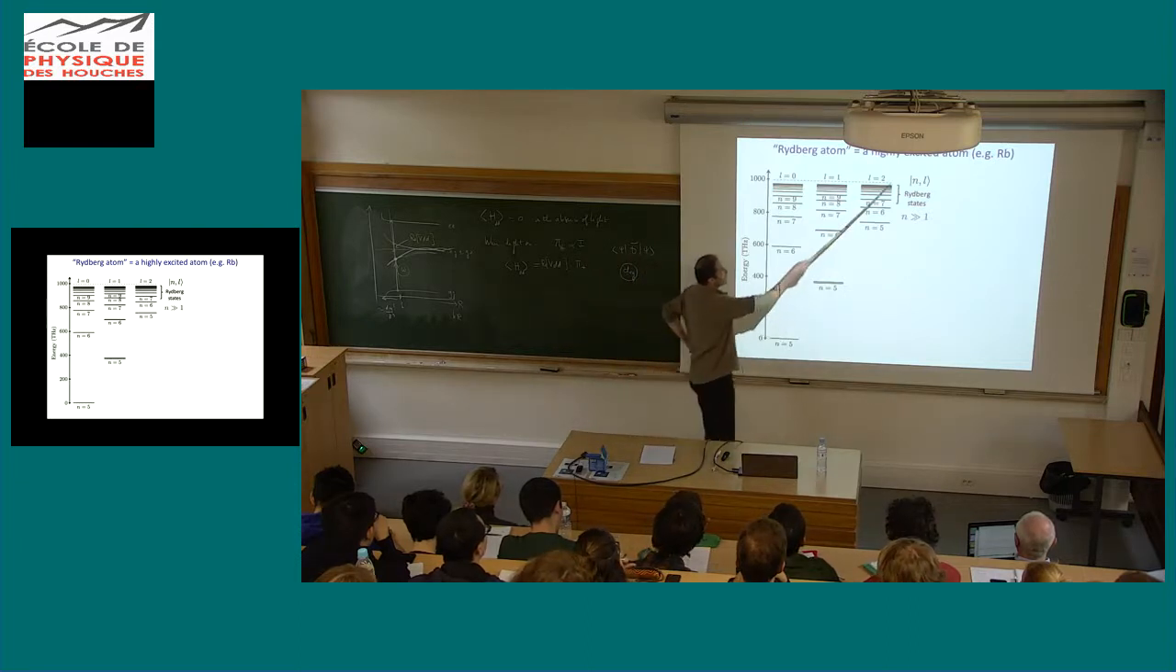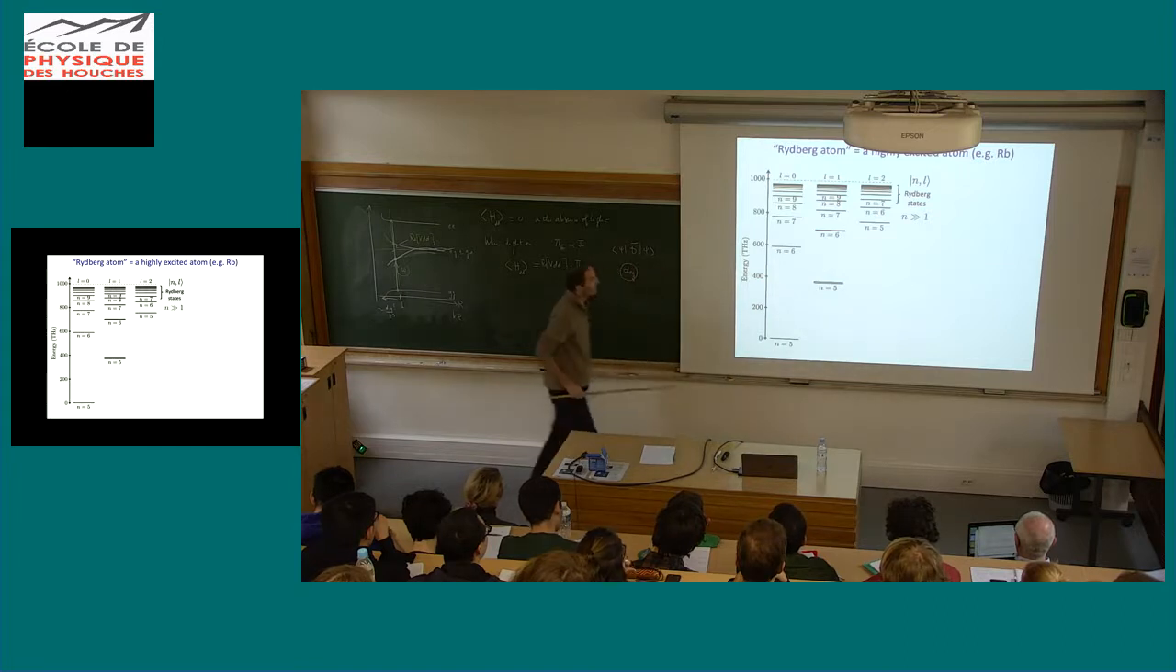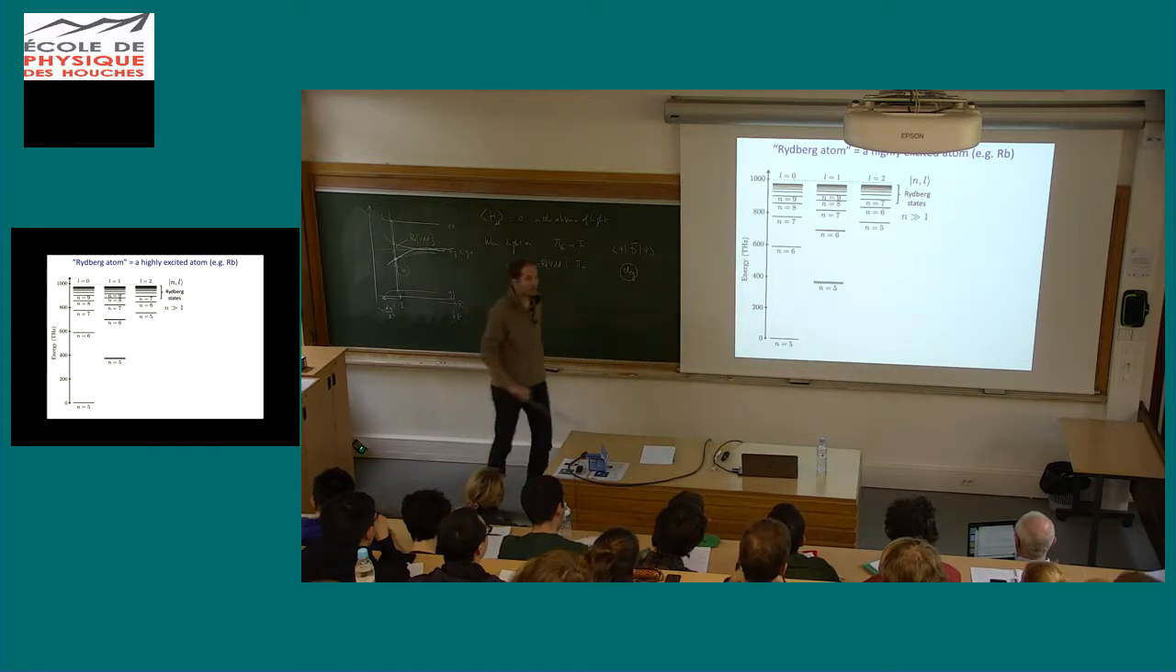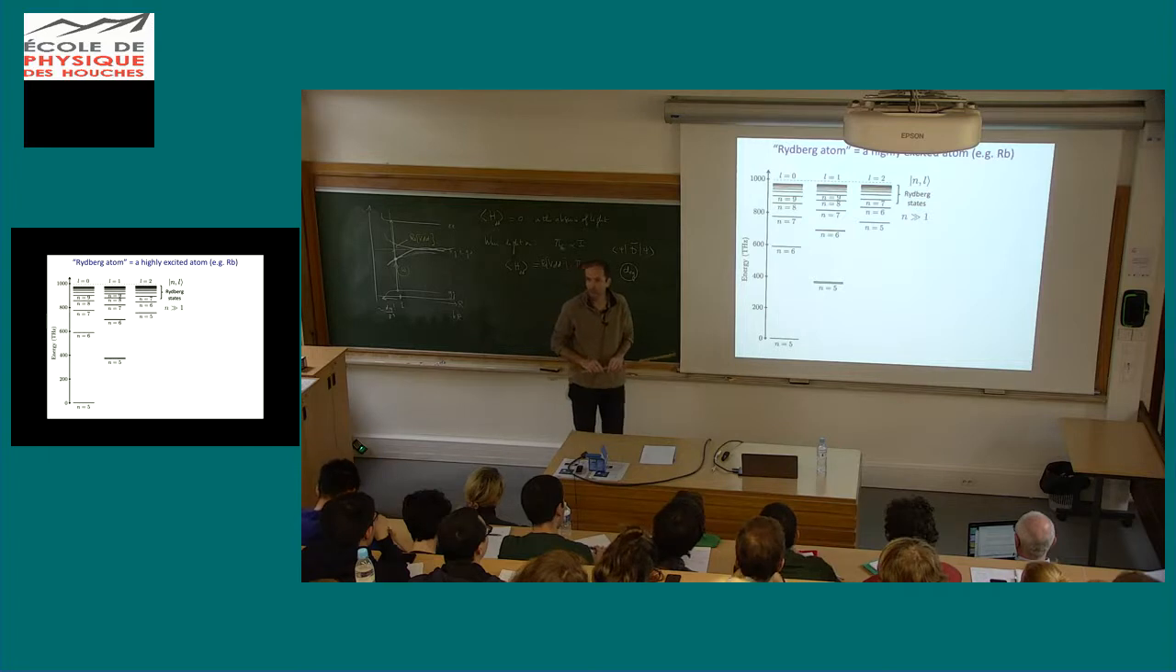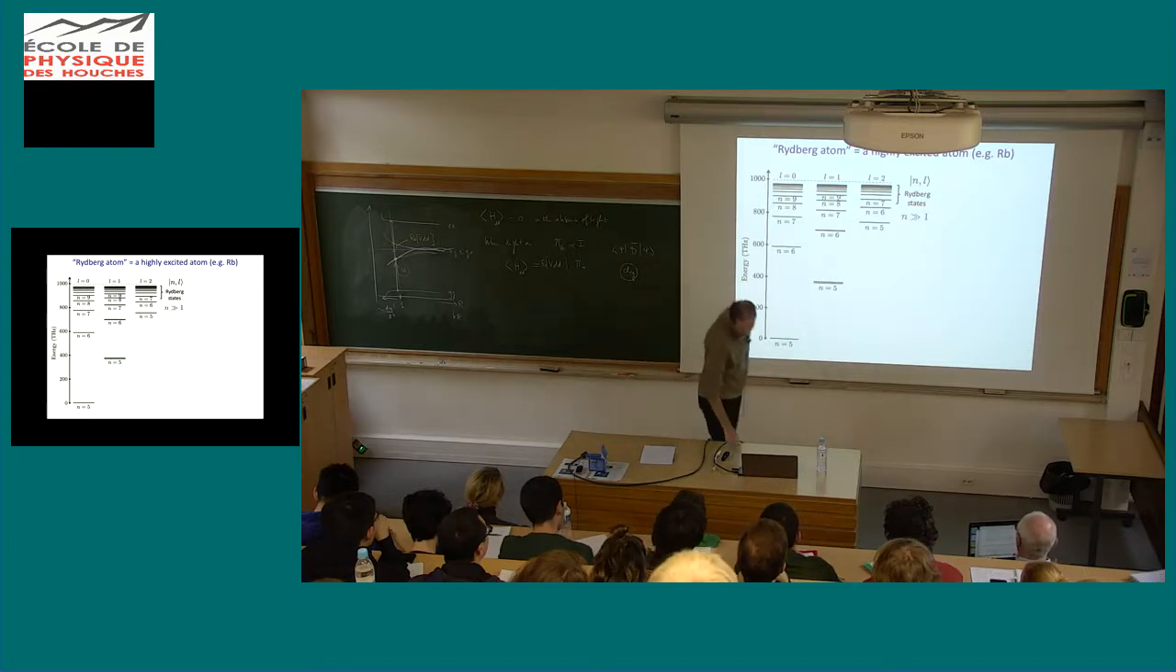Okay, so the Rydberg states, as you well know, are states with very high principal quantum numbers. So basically, how high? Well, it depends on your definition. But essentially, when you are above 10, you can say it's a Rydberg state. It doesn't mean that 9 is not and that 11 is. Of course, there is no sharp boundary.